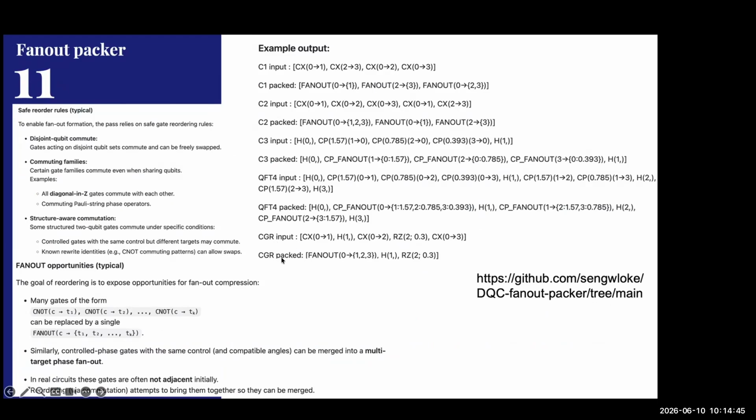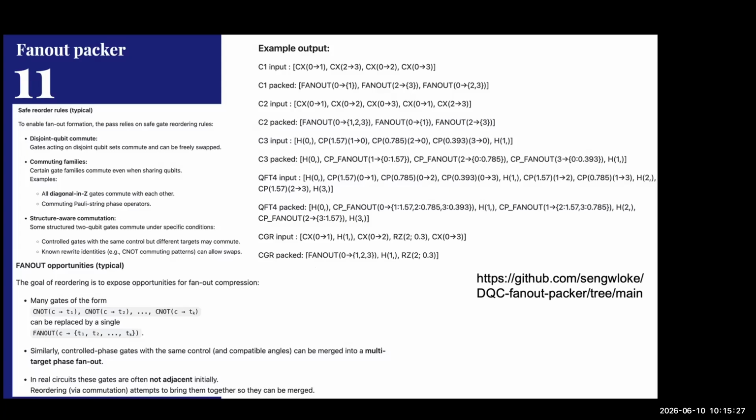So if you look at this example, the input is a CX gate followed by H, another CX gate, RZ, and another CX gate. But it turns out that some of these gates can commute, right? So you move the H and the RZ gate to the end here, and then you get CX 0 to 1, CX 0 to 2, and CX 0 to 3 all adjacent to each other, which is a sequence of CX gates that, according to the rule, converts into one fan-out operation. So sometimes you can swap gates around, right?